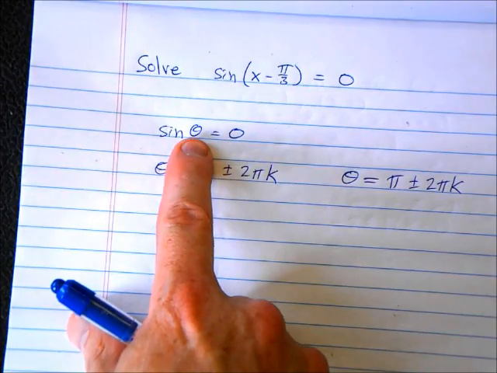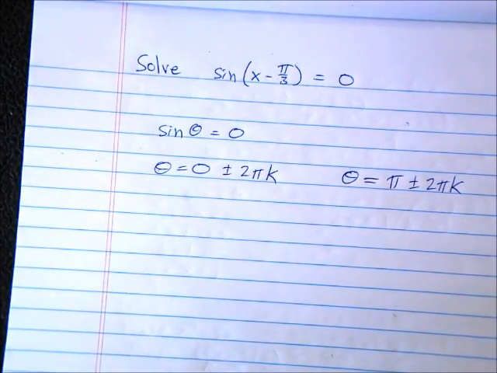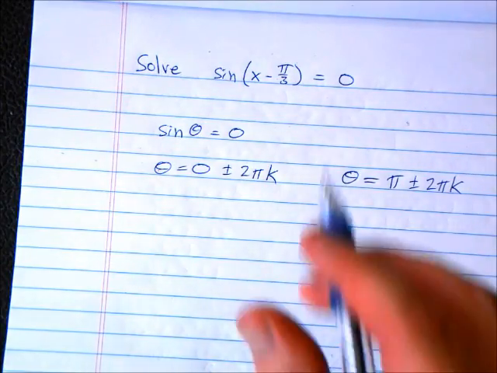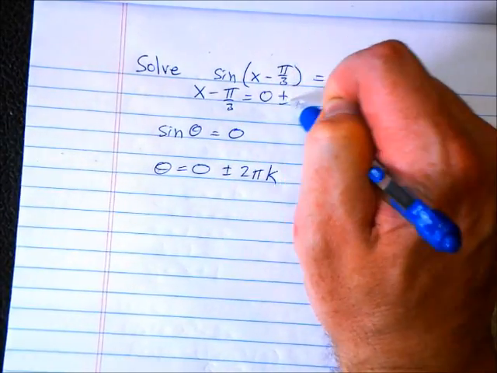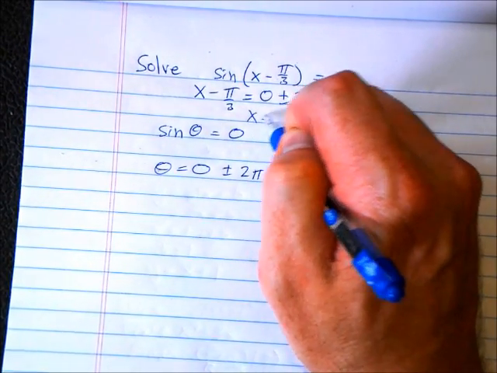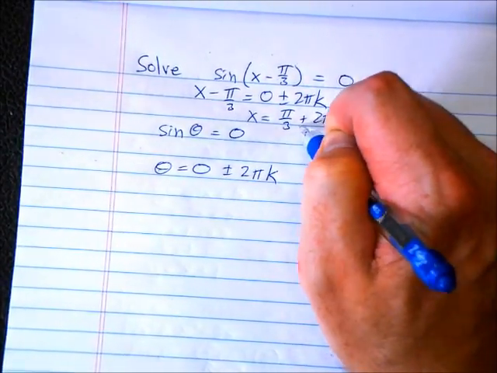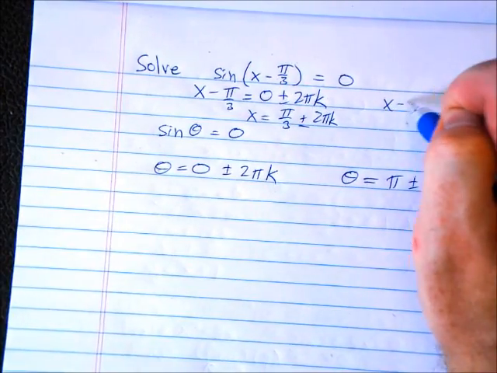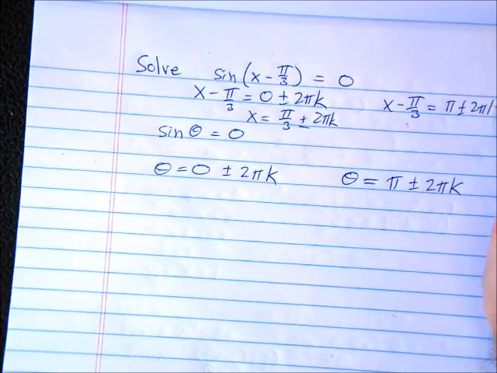But how does it switch when instead of having theta, we have x minus pi over 3? Well, it really doesn't change very much. We have x minus pi over 3 equals 0 plus or minus 2 pi k. And then how do we get the x all by itself? Add pi over 3. So x is pi over 3 plus or minus 2 pi k. And then same thing over here: x minus pi over 3 is pi plus or minus 2 pi k.